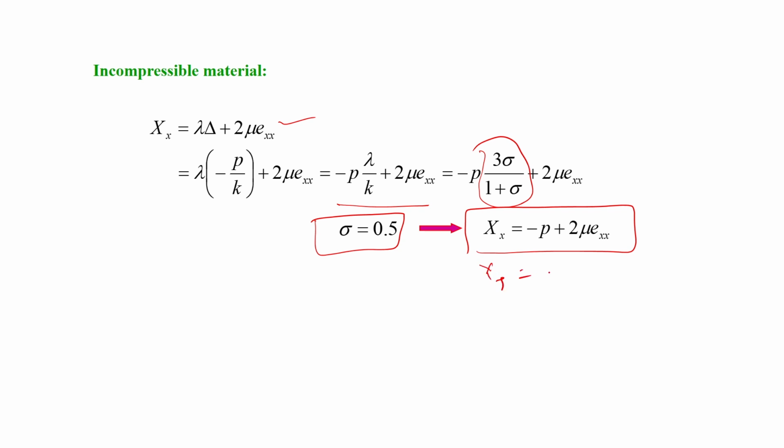Similarly, for sigma yy it will be minus P plus 2 mu E yy, and sigma zz will be minus P plus 2 mu E zz. We already have the relations for the shear stress, sigma xy equal to 2 mu E xy. These relations are already there, so that will hold. Those expressions for the shear stress components are like this, that are already there.